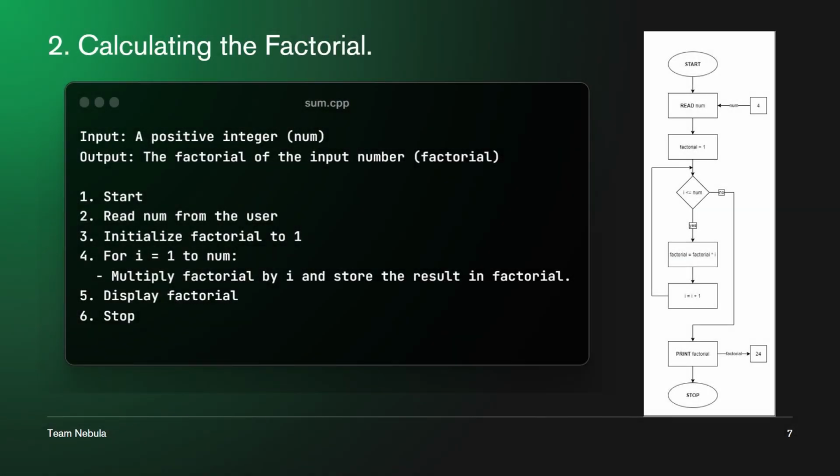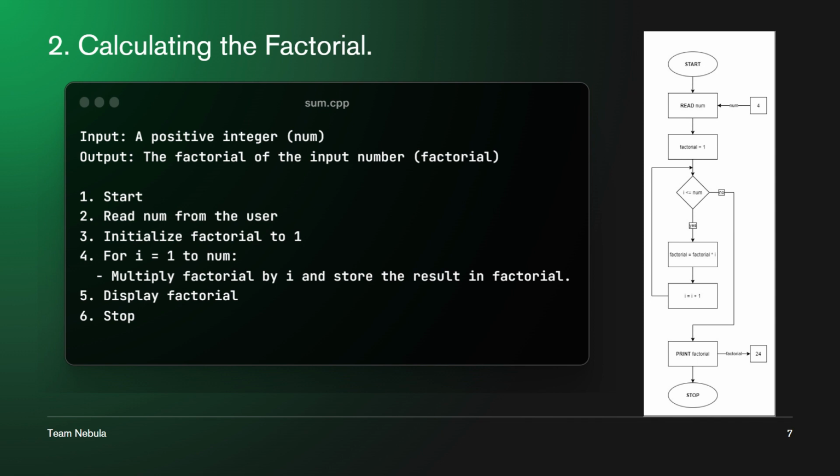Calculating the factorial. An algorithm to find the factorial of a given number, which is the product of all positive integers up to that number. The process begins by reading a positive integer, num, from the user. A variable named factorial is initialized to 1.